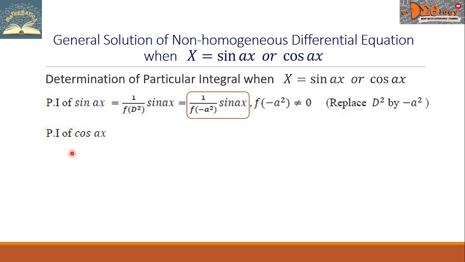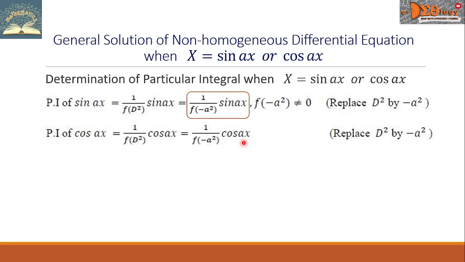Now for the PI of cosine AX, the formula is 1 over f of d squared times cosine AX. Then this will be equal to 1 over f of negative a squared times the cosine of AX, which means, again, we replace d squared by negative a squared. This is the formula for the PI of cosine AX. Take note that the denominator must not be equal to 0.